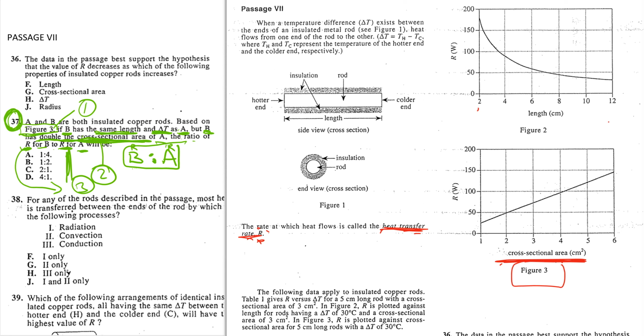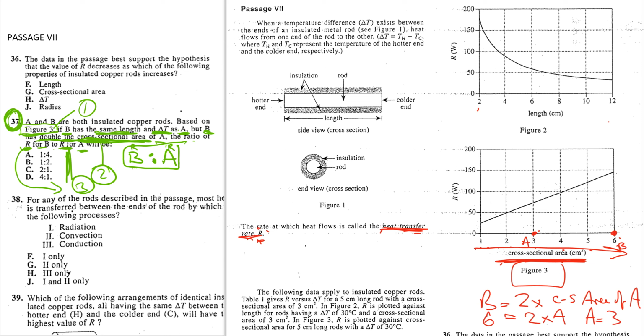What did it say? B has double the cross-sectional area. B equals 2 times the cross-sectional area of A. And we've got cross-sectional area across here, going from 1, 2, 3, 4, 5, 6. All we need to do is go, okay, we can make up any number for B. Say B is 6. Its cross-sectional area is 6. B equals 2 times the cross-sectional area of A, so 6 would equal 2 times A, so A would equal 3. So when B is 6, A is 3.